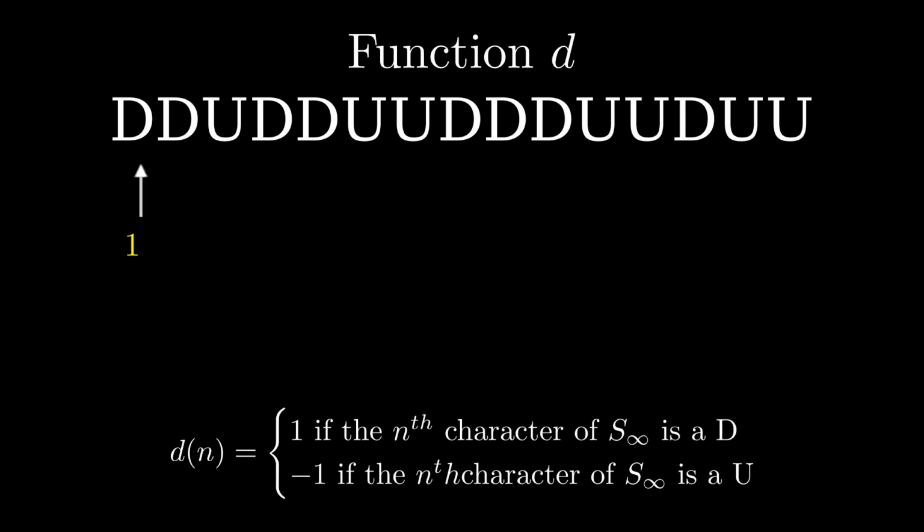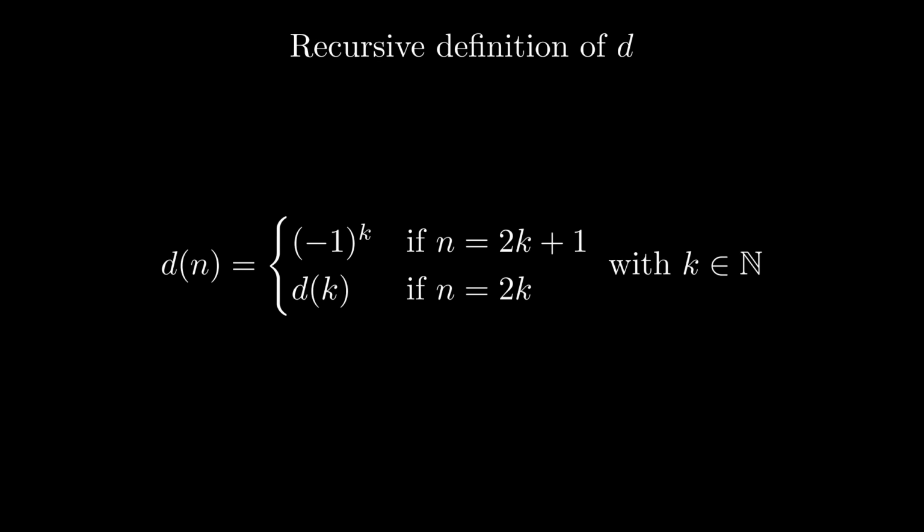d of n equals 1 if the nth character of the sequence S infinity is a d, and minus 1 if it's a u. We're basically converting our sequence of d's and u's into a sequence of minus 1 and 1s. As we know that the sequence is constructed recursively, we can see that if n equals 2k, so n is an even number, d of n equals d of k. And if n is an odd number, 2k plus 1, then d of n equals minus 1 to the power k.